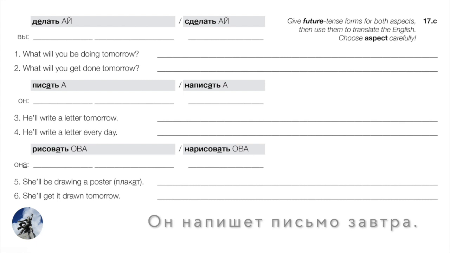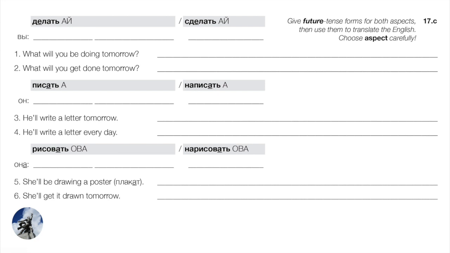Okay, let's translate the next one. 4, he'll write a letter every day. Okay, what aspect? This should be an easy one. Imperfective. Why? Because every day is a clear giveaway that we're talking about repetition. We have to have imperfective in Russian. So let's say он будет писать письмо. And the Russian for every day is каждый день. We'll learn that more actively very soon. Он будет писать письмо каждый день.